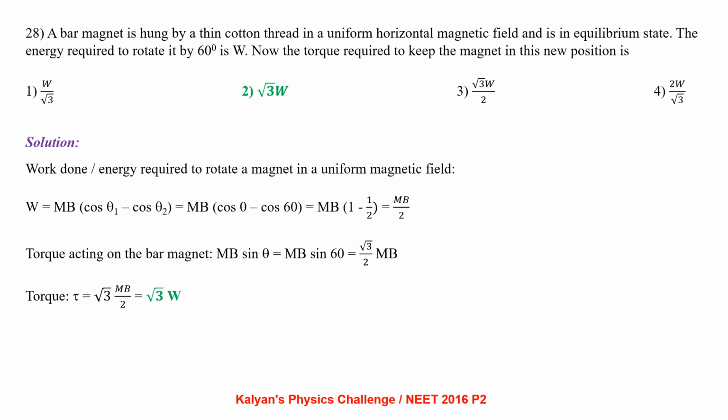Now the torque acting on the bar magnet is given by the formula MB sin theta. Here theta is 60, so it is root 3 by 2 MB. By replacing MB from both equations we get tau equal to root 3 W.